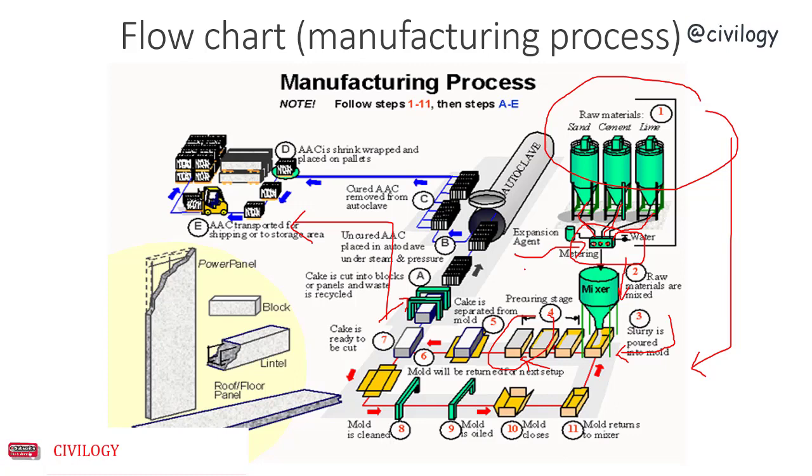After cutting, it is kept in an autoclave, after 5 hours of steam curing. Okay, after steam curing, it is taken out, shifted, then transported. This is the flow chart for the manufacturing process. Now we'll discuss this manufacturing process clearly.